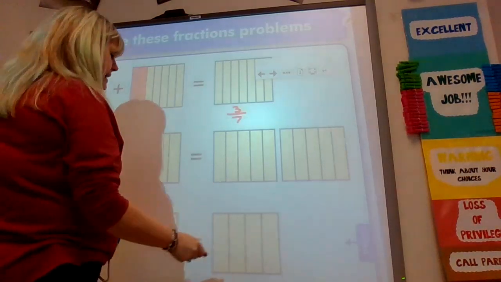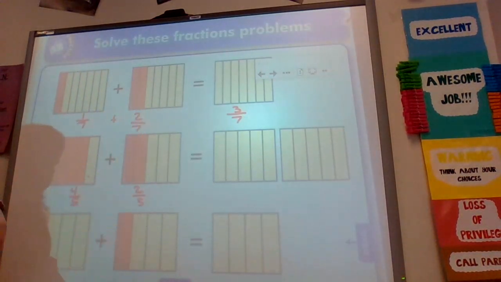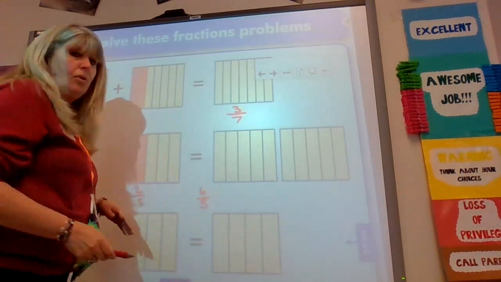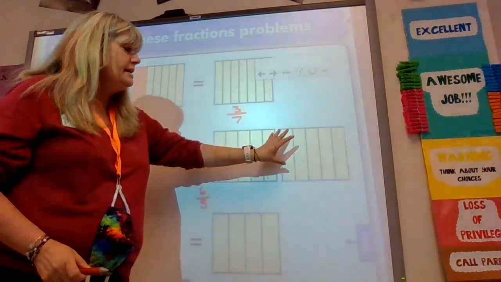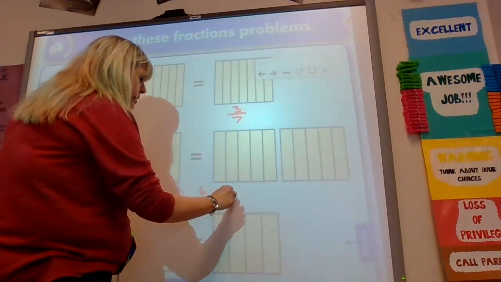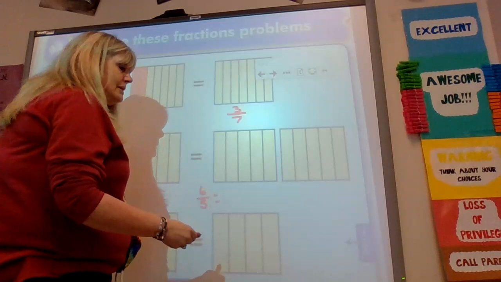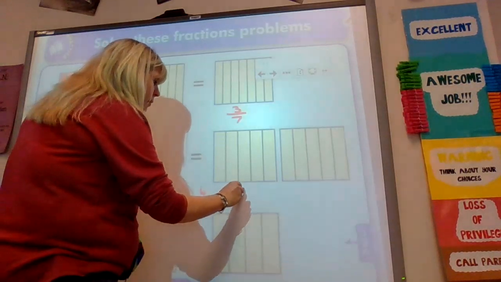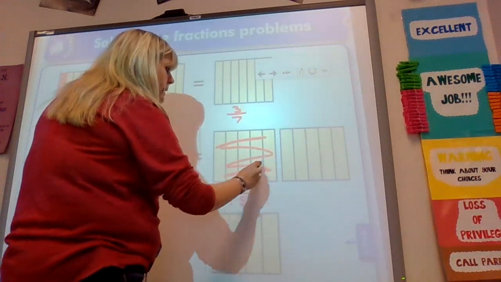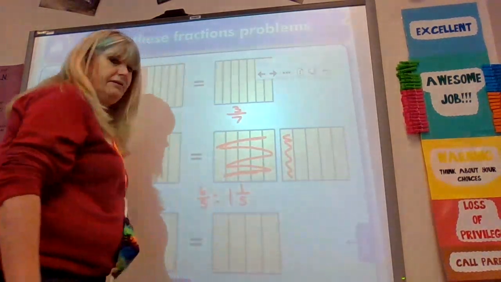Remember, our denominator stays the same. 4/5 plus 2/5 is 6/5. Now, that's all of these and one of these. But remember, we're supposed to reduce it down. So how many times will 5 go into 6? One time with one remainder. So you would have 1 and 1/5.